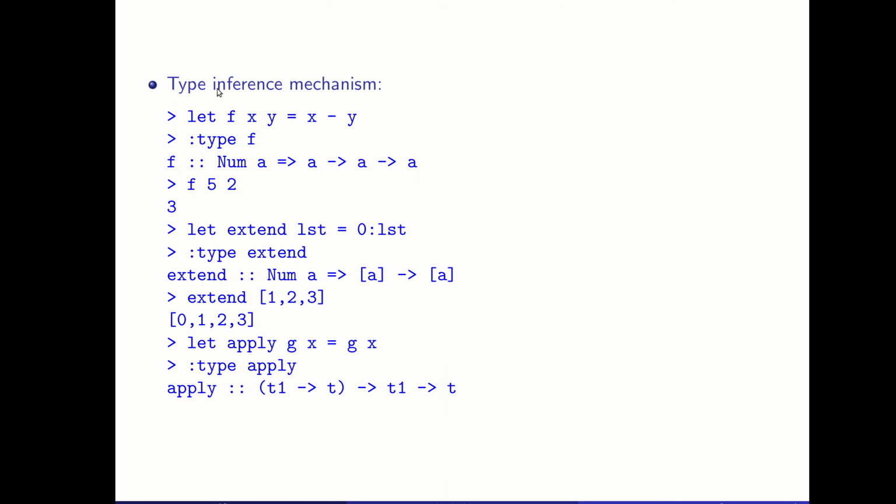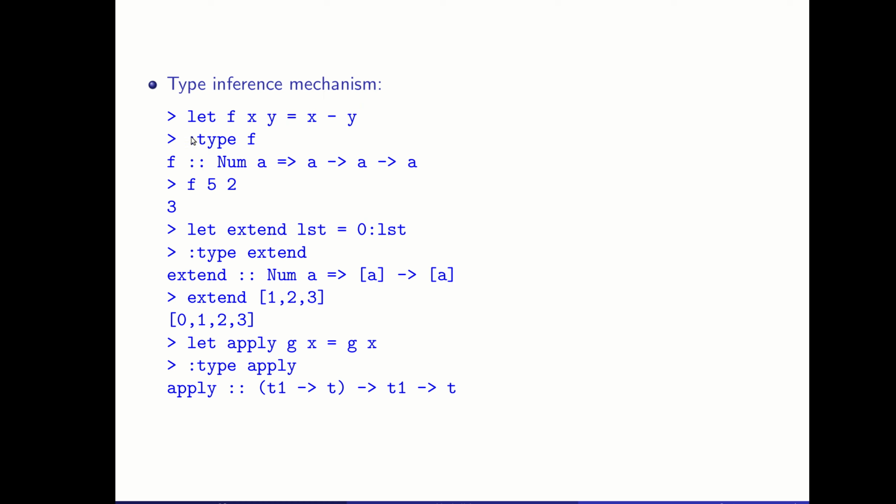So I mentioned that these types are learned by Haskell through inference. Here's an example where I wrote a function called f that takes x and y. You'll notice this is different notation than you're probably used to for a lot of other languages, but you state that it's f, and then the following things are its variables. It takes x and it takes y. It returns x minus y. It results in x minus y.